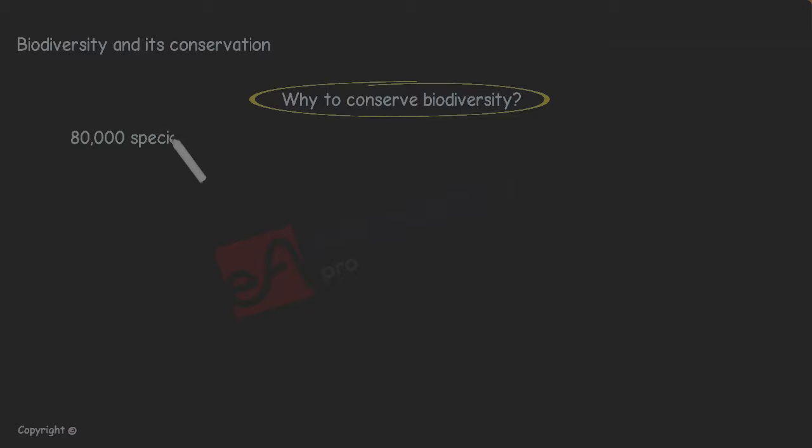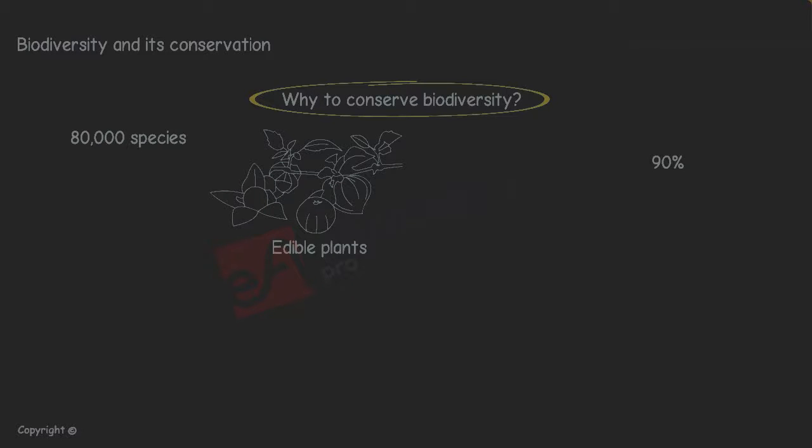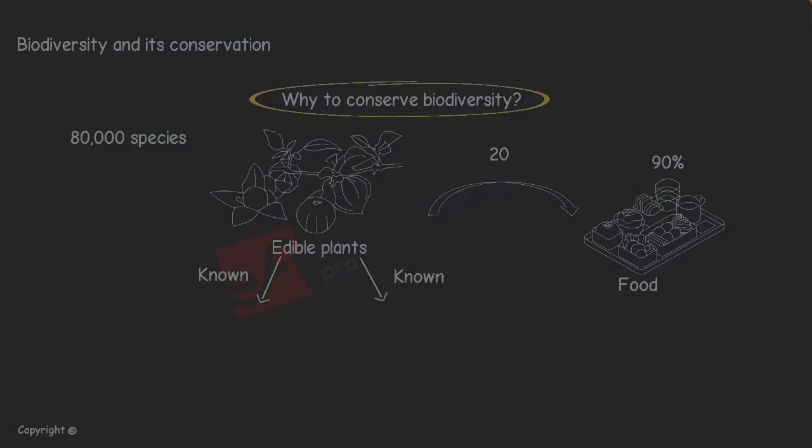There are 80,000 species of edible plants known on Earth, but 90% of the world's food comes from a mere 20 of these species. Edible plant species, both those we know and those we don't, offer a tremendous resource of possibilities that could greatly add to the security of our food.